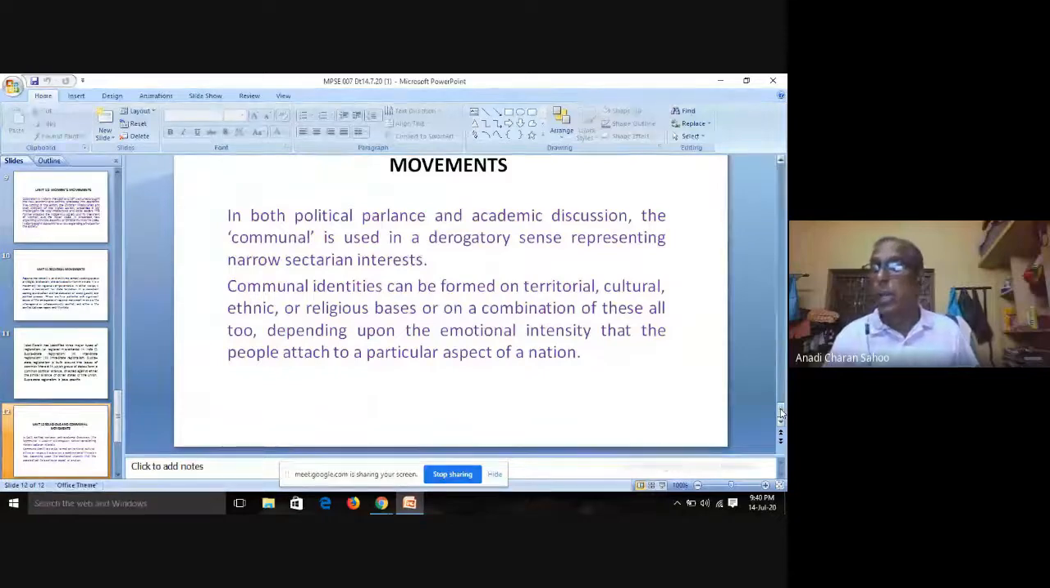Religious demography. The country has a total area of approximately 1.3 million square miles and a population of slightly more than 1 billion.